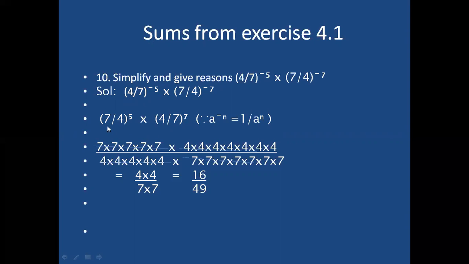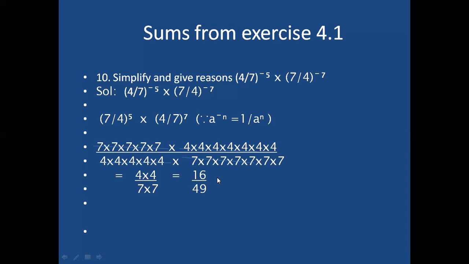Now expand it. 7 five times and here 4 seven times. In the denominator, 4 five times and 7 seven times. Cancel the 5 times 7 in the numerator with the 5 times 7 in the denominator, and 2 sevens are left over in the denominator. Similarly, 4 five times in the numerator and 4 five times in the denominator cancel, and the leftover is 2 fours. So what is left after cancellation is 4 into 4 by 7 into 7. 4 fours are 16 and 7 sevens are 49. So the answer is 16 by 49.